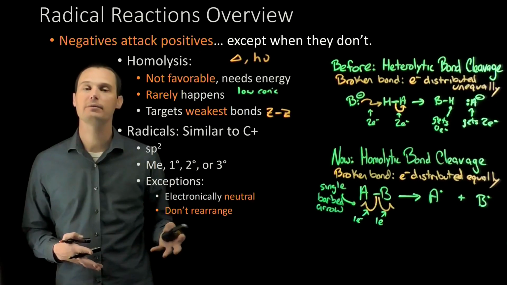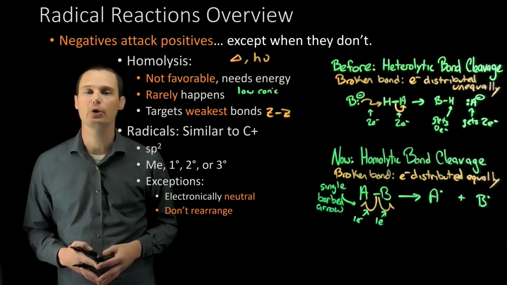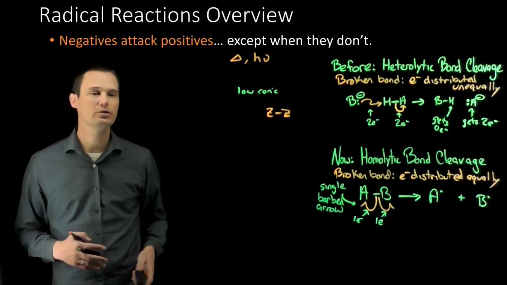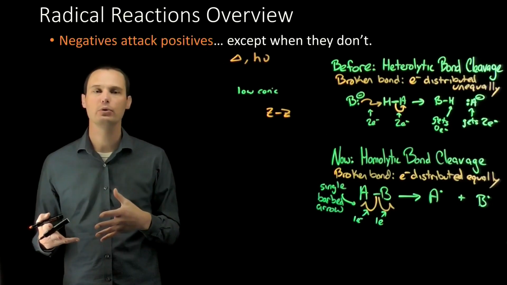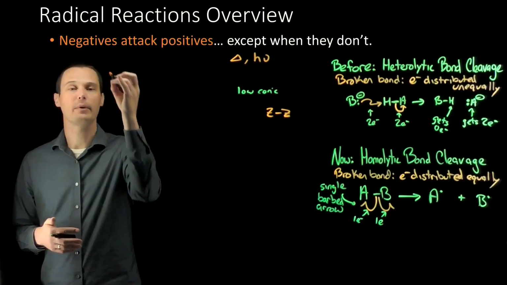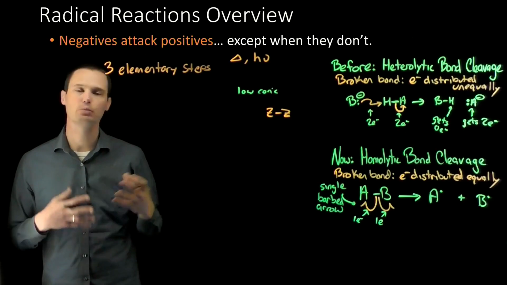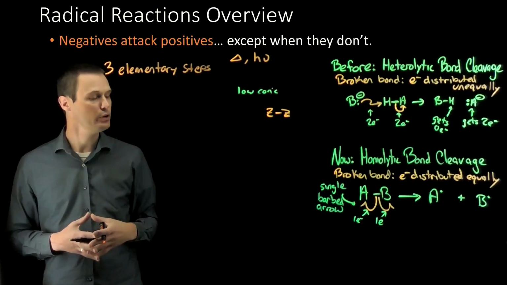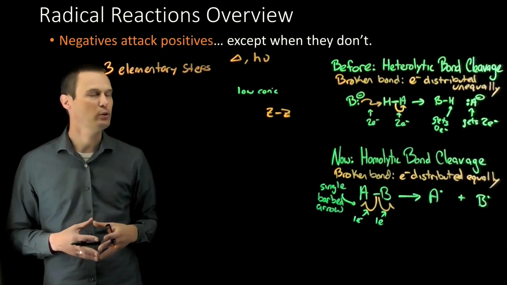And the one big difference that we need to keep in mind with radicals different from carbocations is that radicals do not undergo rearrangement. Okay, so these are some things to know about radicals. Let's talk about how radicals are used in reaction. There are only 3 elementary steps that we can do with a radical. All radical reactions will be composed of one of these 3 elementary steps. We can mix and match them, we can use them in different orders, we can use them multiple times, but it's only going to be really these 3 elementary steps in radical reactions.